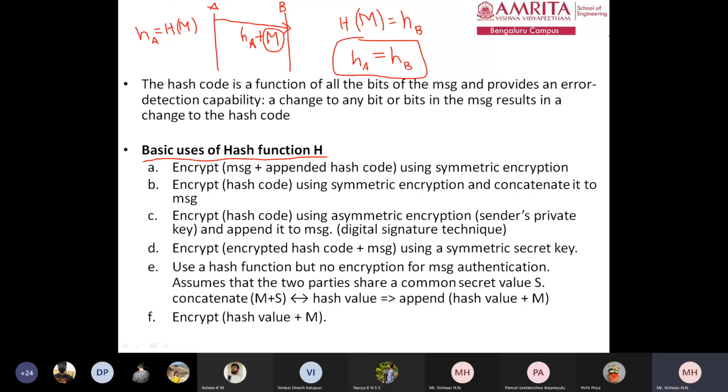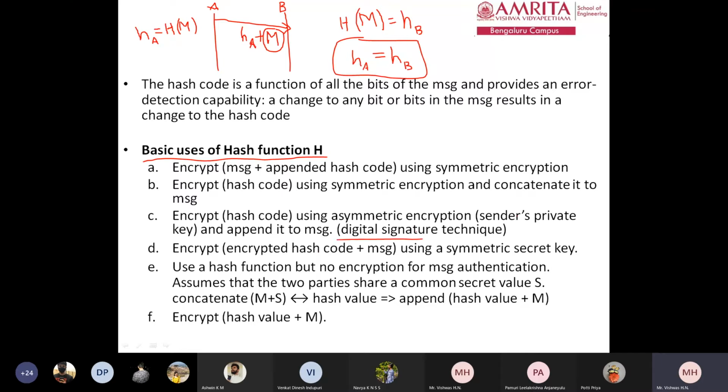I don't have to explain about the public and private key pair to you now because you already know it. Okay. So first thing is you have the message, append it with a hash code, encrypt it using the symmetric key and send it to the destination. That is one use of hash function. Then encrypt the hash code using symmetric key encryption and concatenate it to the message. That way also you can do. Is that clear? Don't encrypt both message and hash code. Only encrypt the hash code using a symmetric key and concatenate with the message. Then encrypt the hash code using asymmetric encryption, that means the sender's private key, and append it to the message. We call it a digital signature.